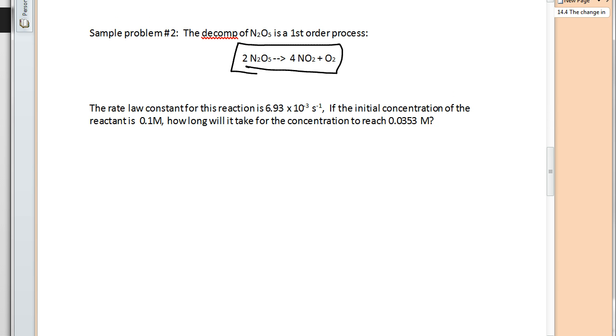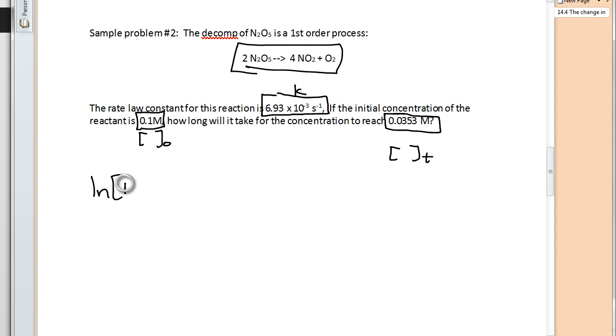Okay? And so we have a rate law constant given to us, 6.93. There's our k. We are given our initial concentration. This is concentration initially. We're given a final concentration. This is going to be our concentration at some time. So it looks like we're going to be solving for time. Now, what I'm going to do is use the first order integrated rate law.